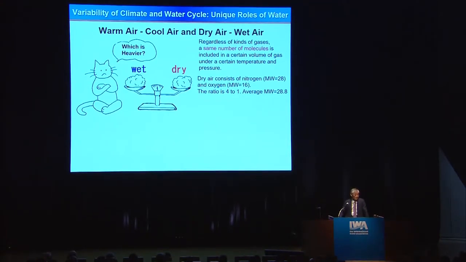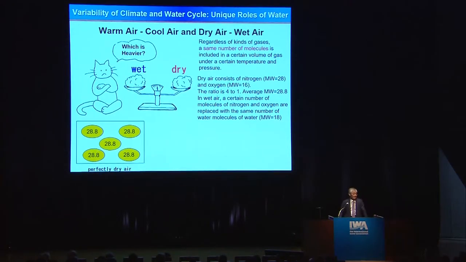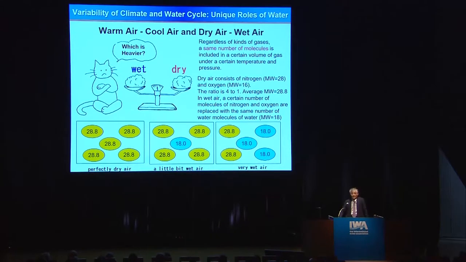Dry air consists of nitrogen and oxygen with the ratio 4:1. The weight is 28.8. And some of the molecules, nitrogen and oxygen, are replaced by water, H2O. That is wet air. So perfectly dry air like this, a little bit wet air, much wet air, which is heavier? Dry air or wet air? Yes, dry air is heavier. Wet air is lighter. Okay, this is very important.